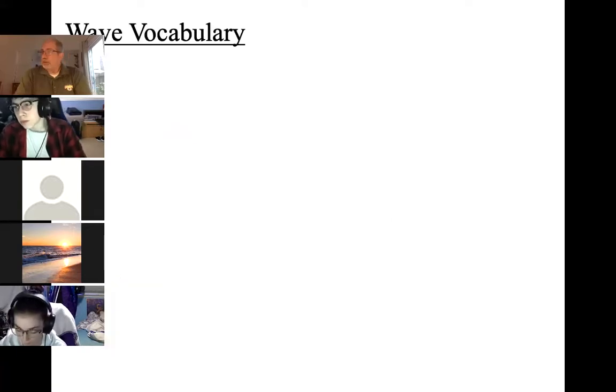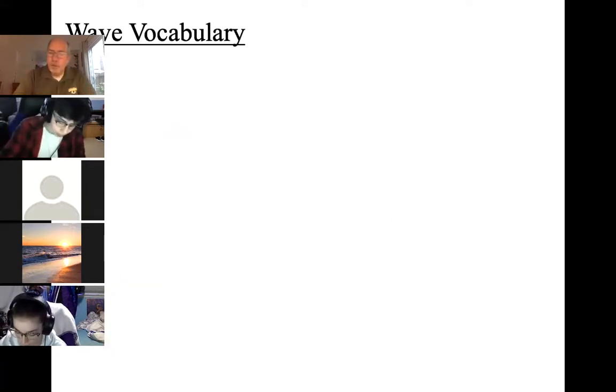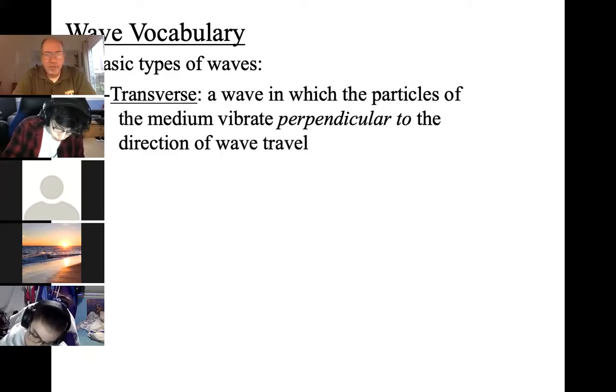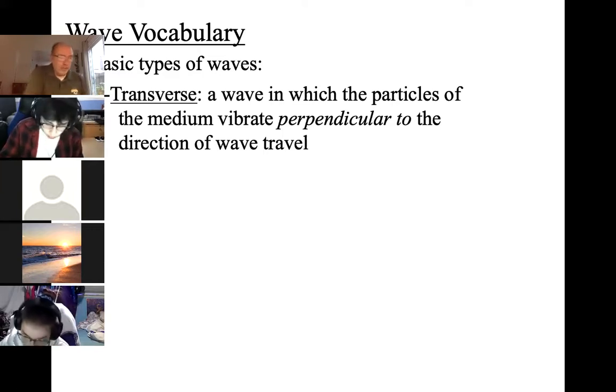Okay, now there are two basic types of waves. All waves can be categorized as one of these two types. One of them is called a transverse wave. A transverse wave is a wave in which the particles of the medium vibrate perpendicular to the direction of wave travel.